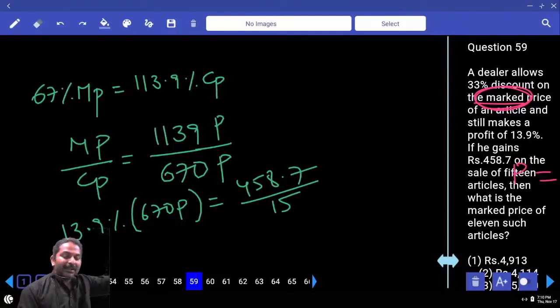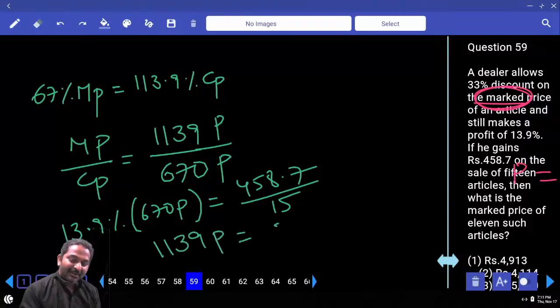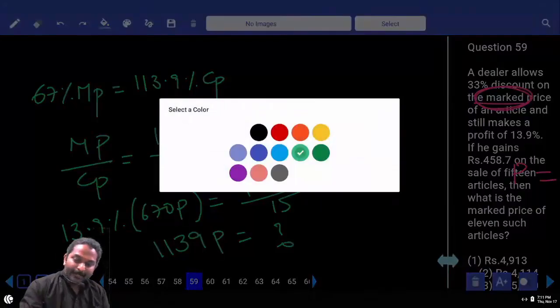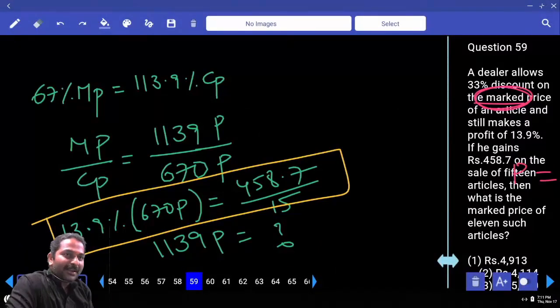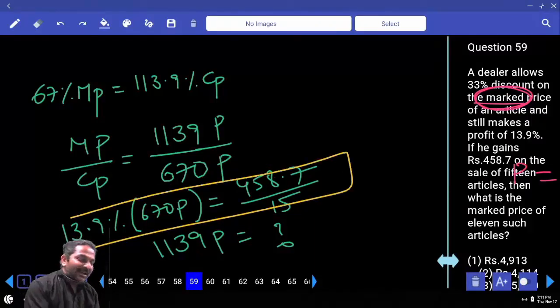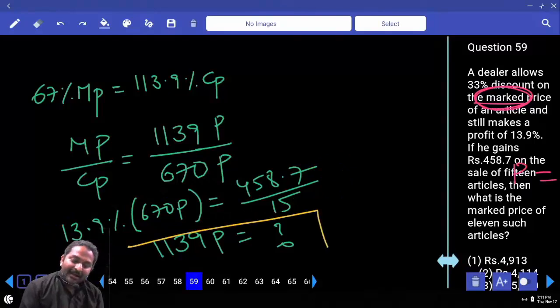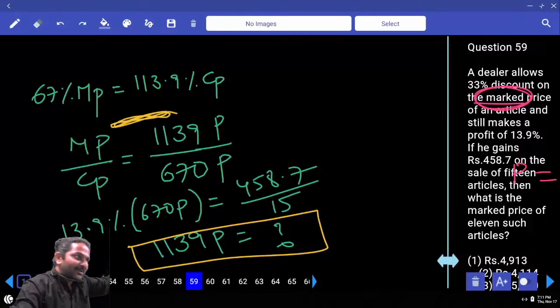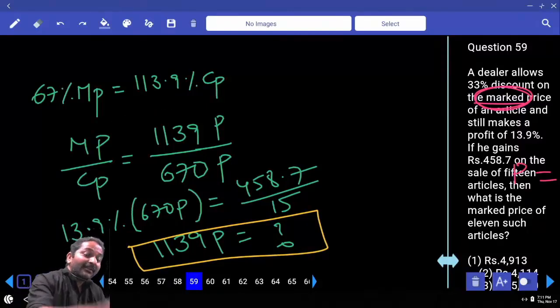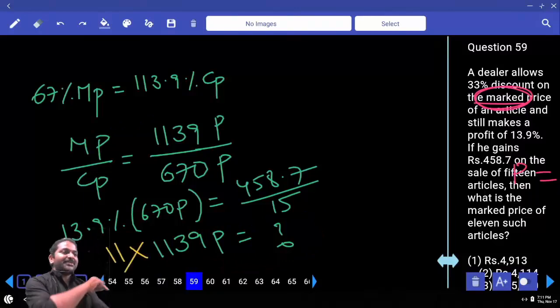Yes. Now from this, can we calculate market price, which is equal to 1139 parts is equal to how much? In the entire equation, are there any variables? One variable, what is it? P. Now if we calculate this, will we get the P value? 139 into P, is that the market price? So can we calculate market price? Our question is about 11 times of market price. Into 11 we have to calculate.